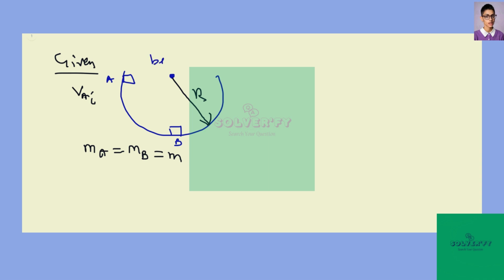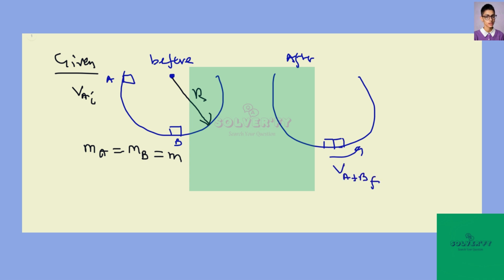This is kind of like before, and then this is what happens after. So they slide and collide with each other down here. And then they pick up, and as they're moving upwards, they have a final combined velocity of A and B. That's the final combined velocity. A and B also has its own initial velocity.